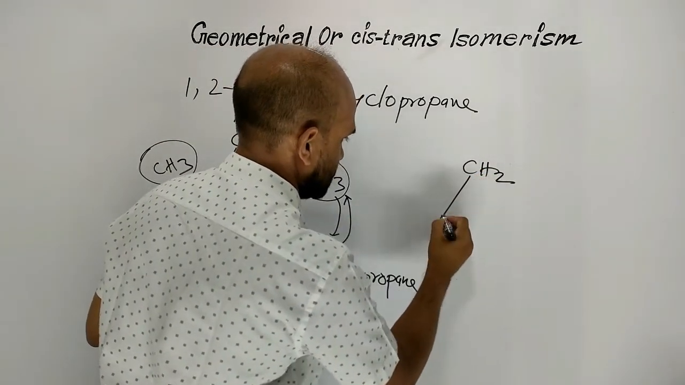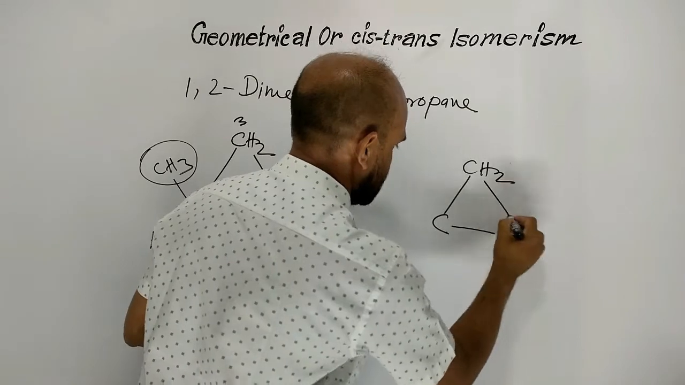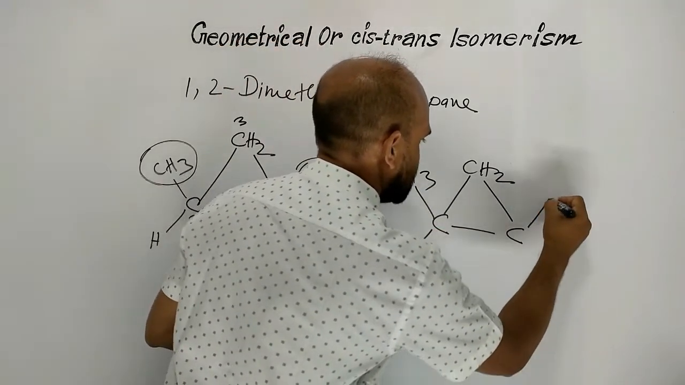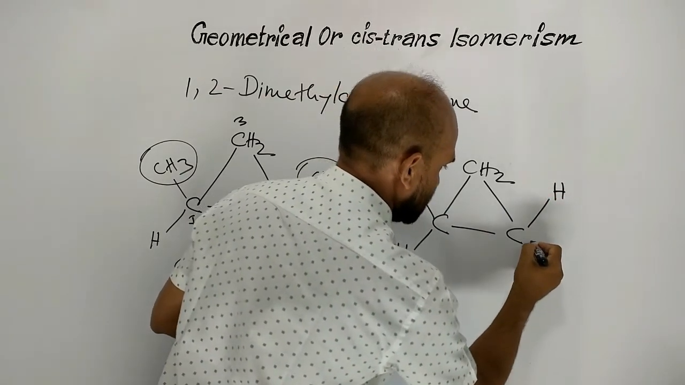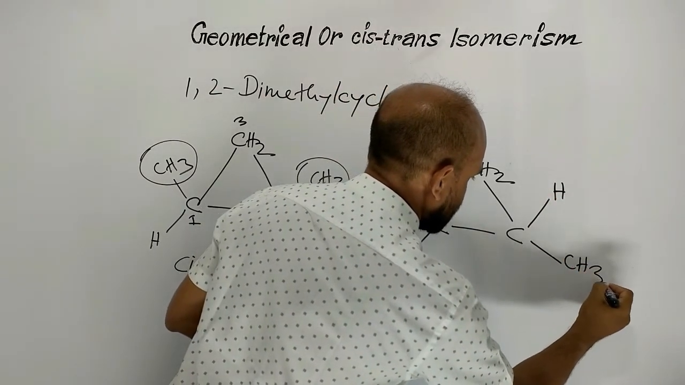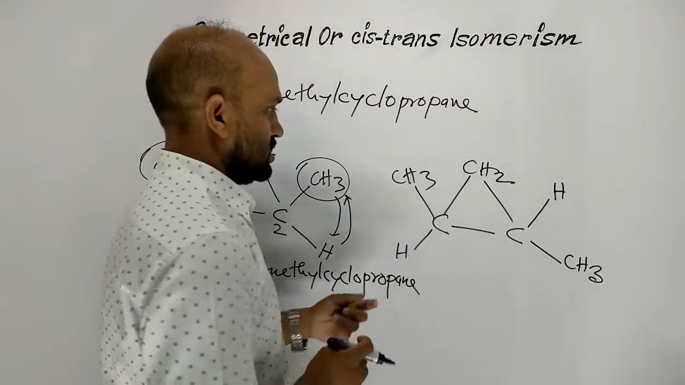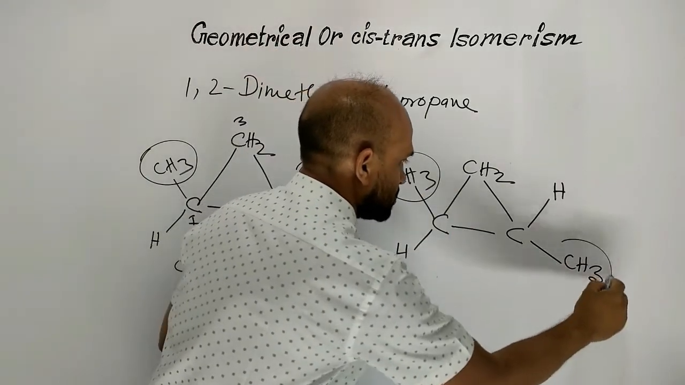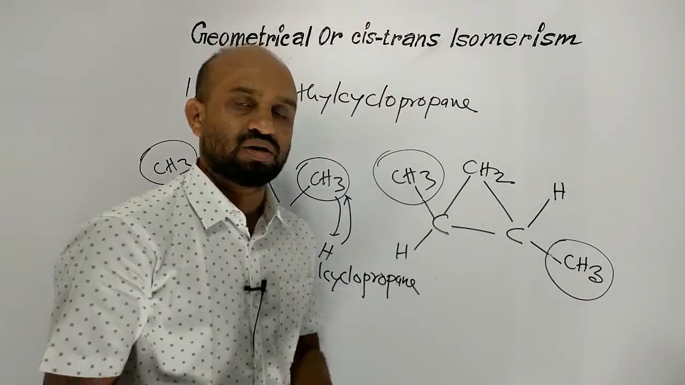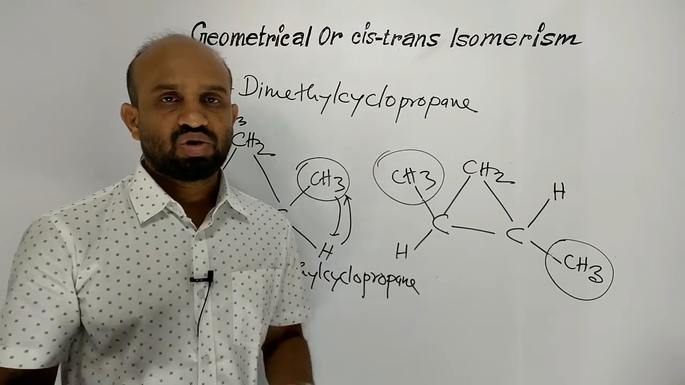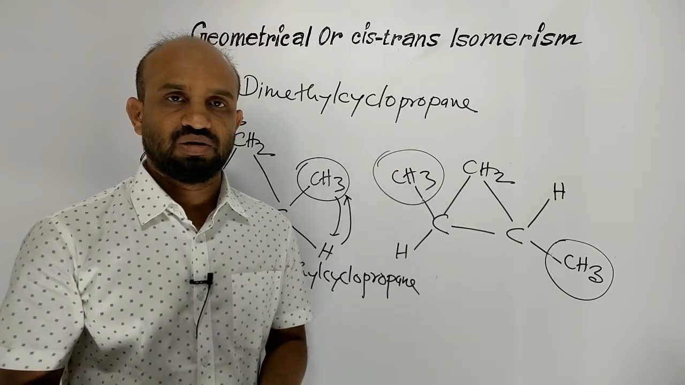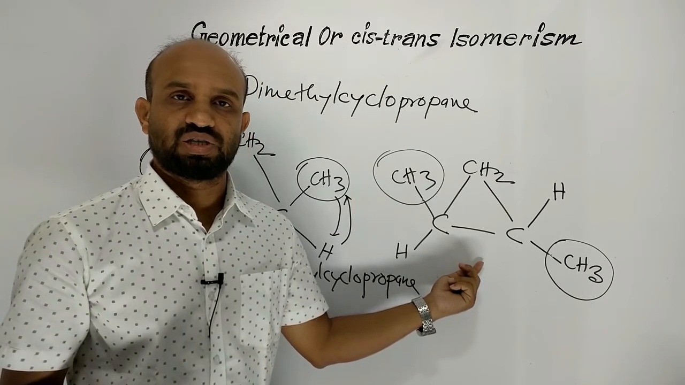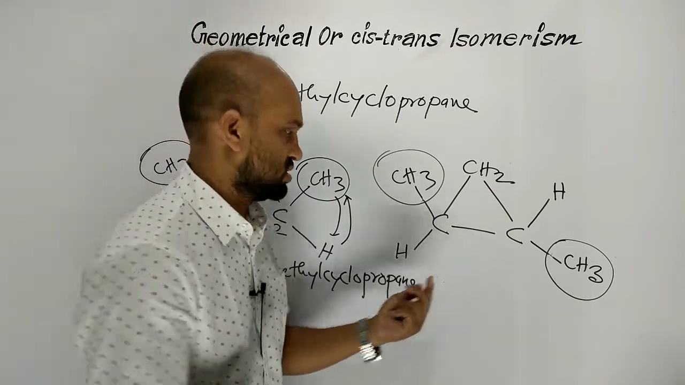CH2, carbon, here carbon, CH3 here, H, here there will be hydrogen and here there will be a methyl group. In this compound we see that similar groups remain diagonally. Because of the diagonal position, this is called trans-1,2-dimethylcyclopropane.